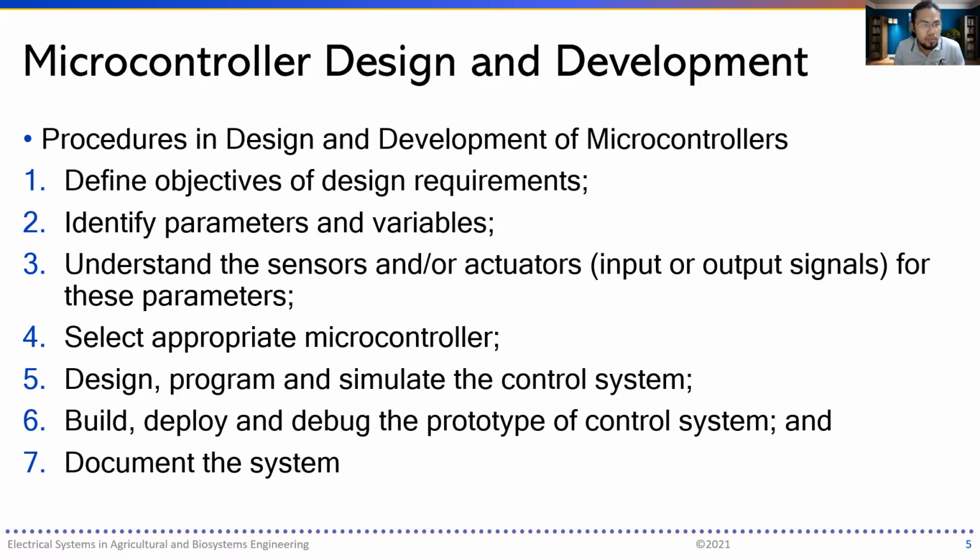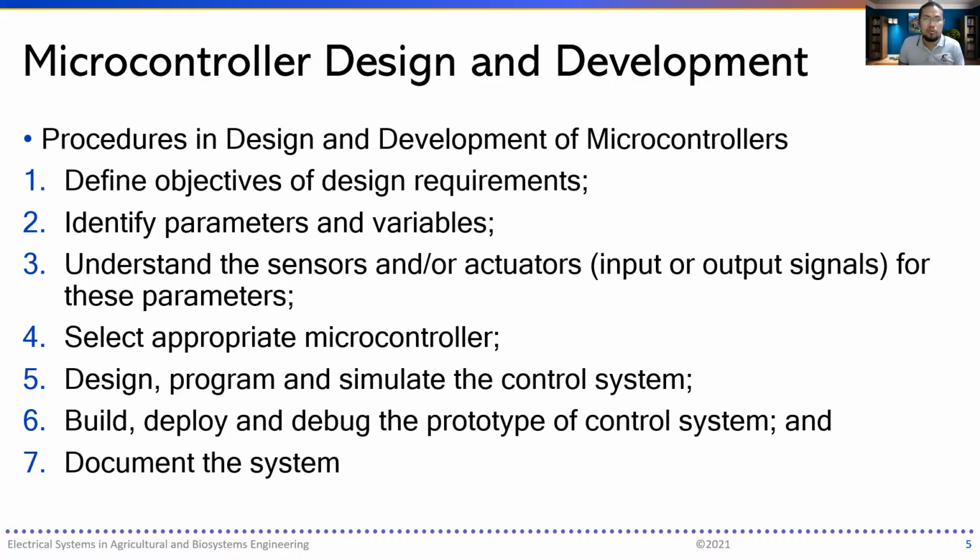So number two, identify parameters and variables. It's the light, and then you have your motion. What is the speed limit, or the threshold? And then number three, understand the sensors that are needed. So you have an electric motor, and then an ambient light sensor. Others have much more complicated designs, so that you would need actuators. And then you select the appropriate microcontroller. So seemingly our use of an Arduino board is enough.